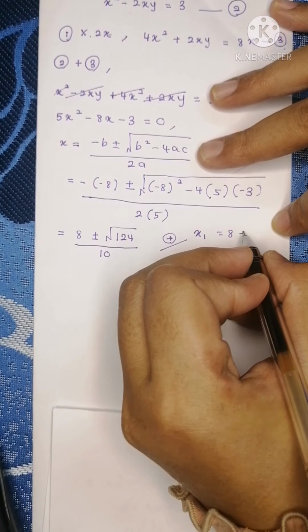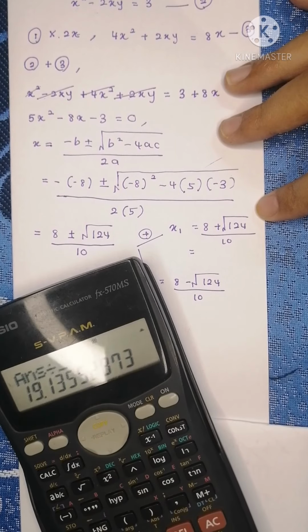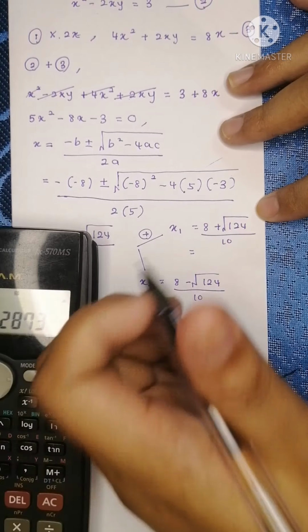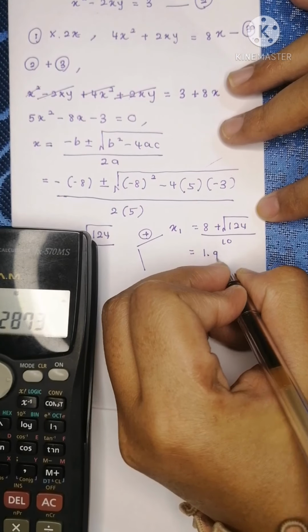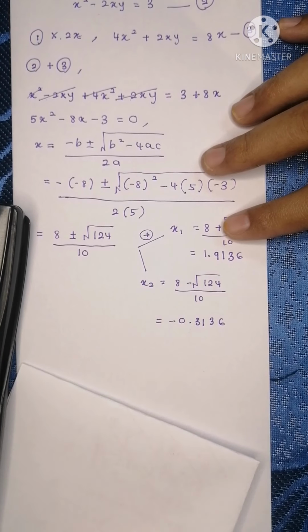So 8 plus square root of 124, you get this and then divide by 10. So your answer will be 1.91, you need to take 4 decimal places: 1.9136. This is x1. For x2, 8 minus square root of 124 divided by 10, then you will get negative 0.3136. So that's it. These are the two answers for the unknown x.